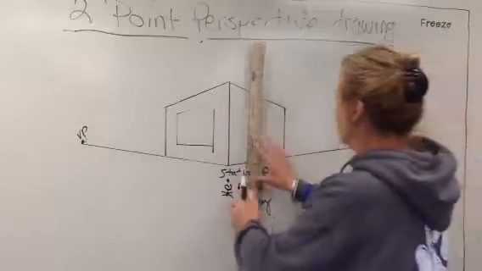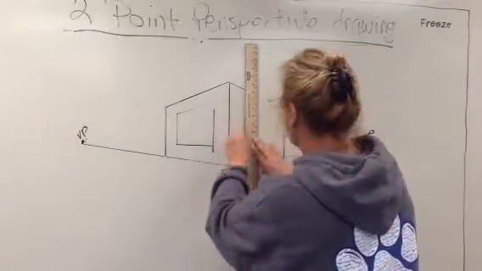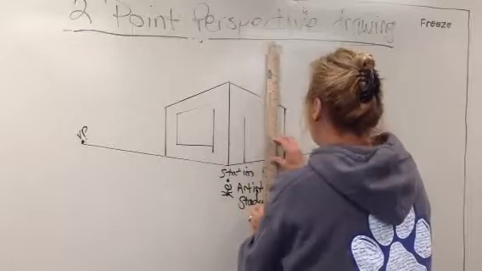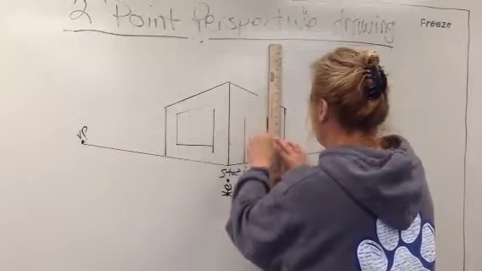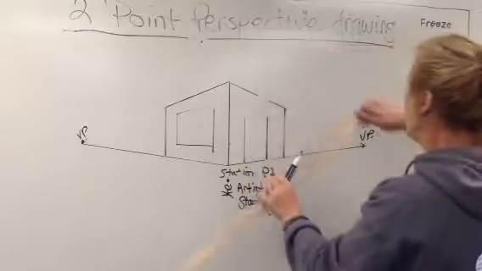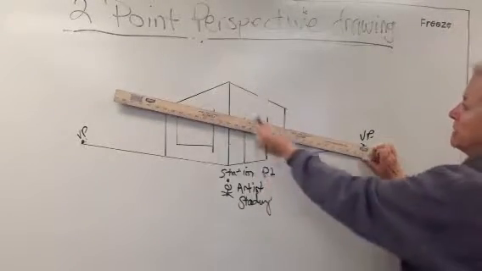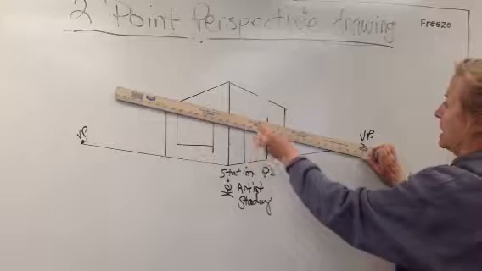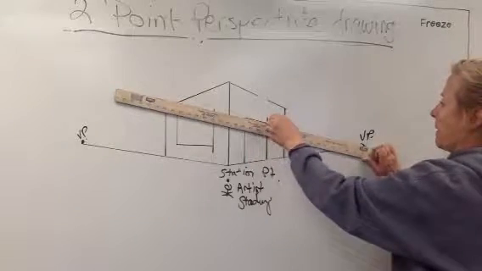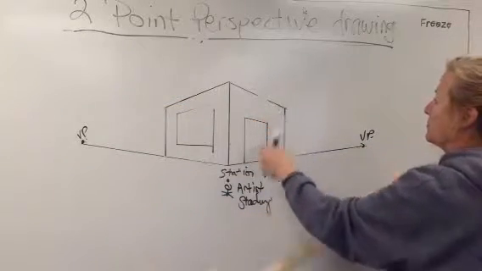Now I'm going to make a door on the right. So I draw my vertical lines, the sides of my door. And then the top of my door, I use the vanishing point on the right because I'm on the right side of my building. And there we go. There's my door.